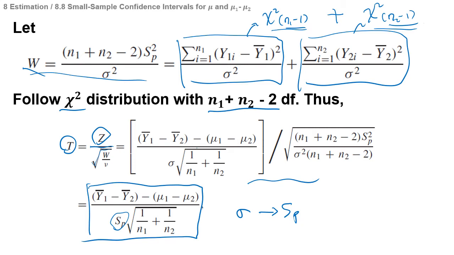As we may prove in the future, maybe in chapter 9, Sp, the pooled estimator for standard deviation, will converge to sigma in probability. So for a large sample, we can approximate this thing with a normal distribution. But for this chapter 8.8, since we have a small number of samples, we will use the t distribution for this thing. Okay, so this t follows a t distribution with degrees of freedom n1 plus n2 minus 2.